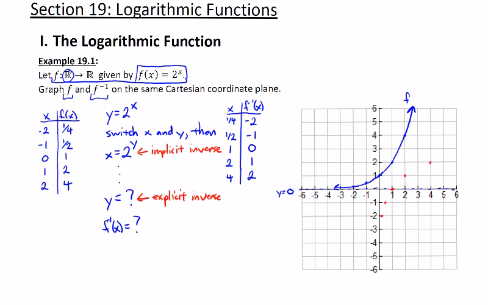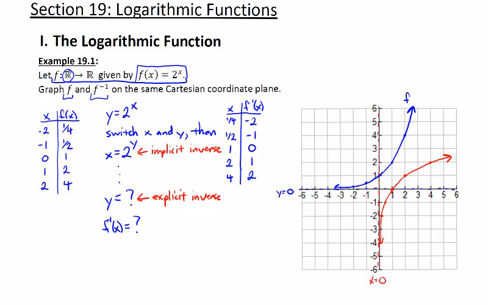And the curvature is going to be a little different than the original function. Obviously, since it's the inverse, it should be different. But we'll notice that it is still increasing, but we don't have a horizontal asymptote. Instead, we have a vertical asymptote located specifically at x equals 0.